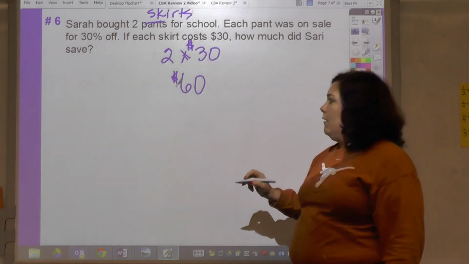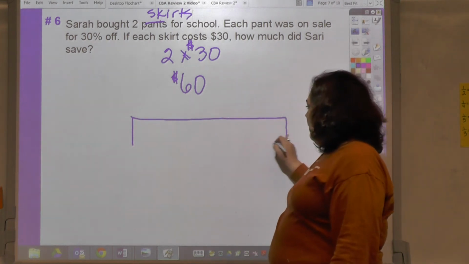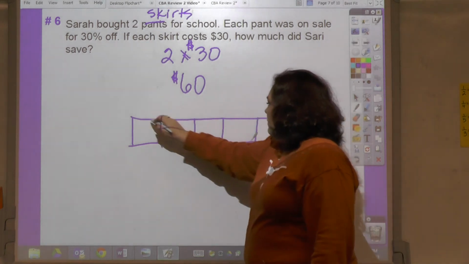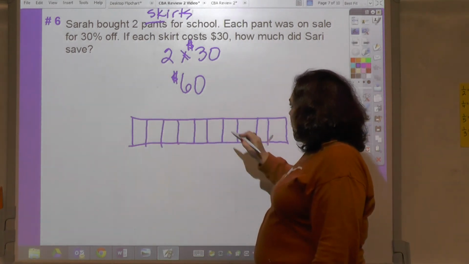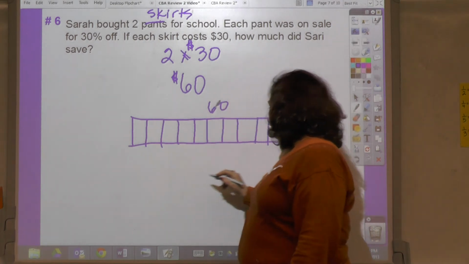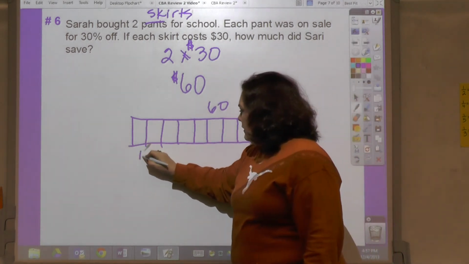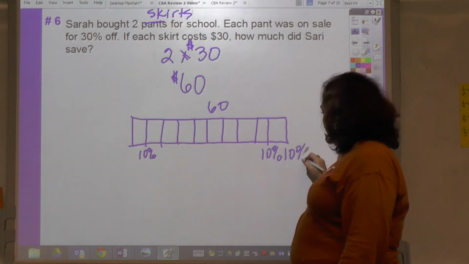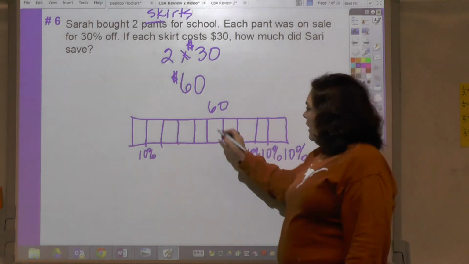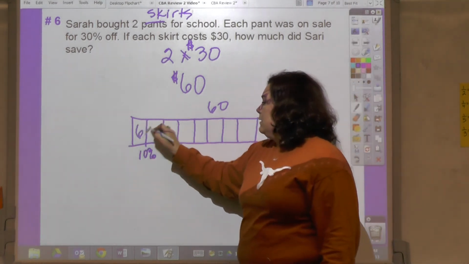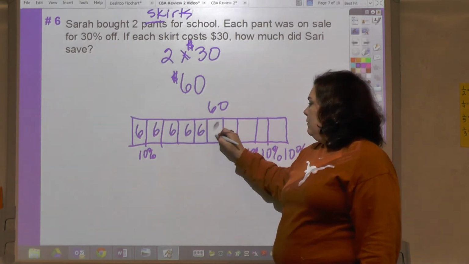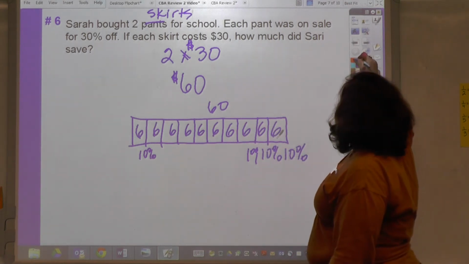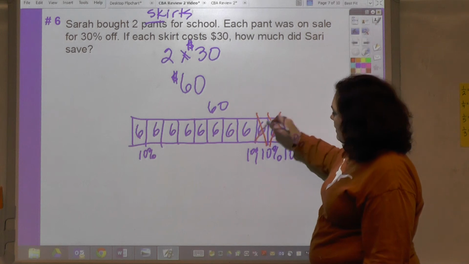Now it's 30% off, so I want to find 30% of 60. And so I'm going to divide this into tens to find 30%. Each one of these would be 10%. Now I'm going to take the 30% off the end. 60 divided by 10 is 6. So each of these is 6. And 30%, each one is 10%, so this is 10, 20, 30.